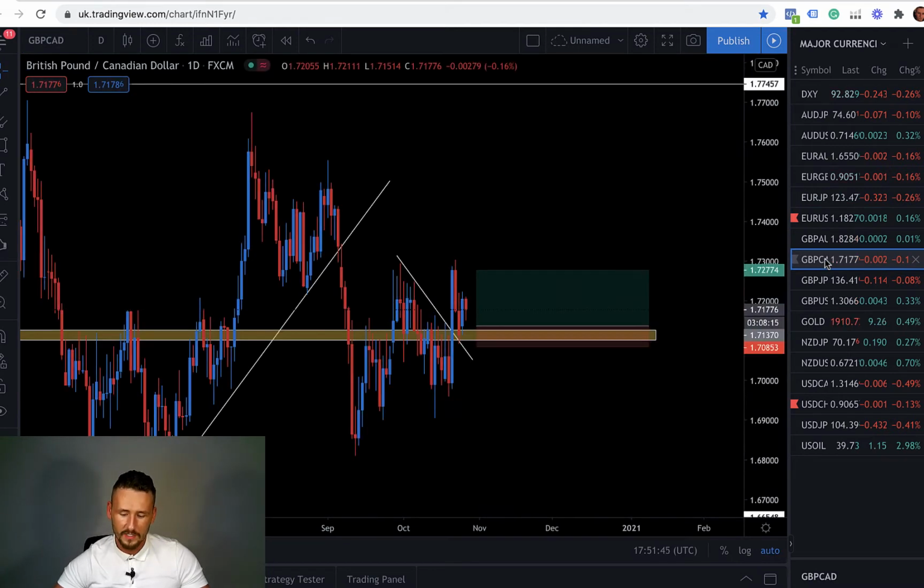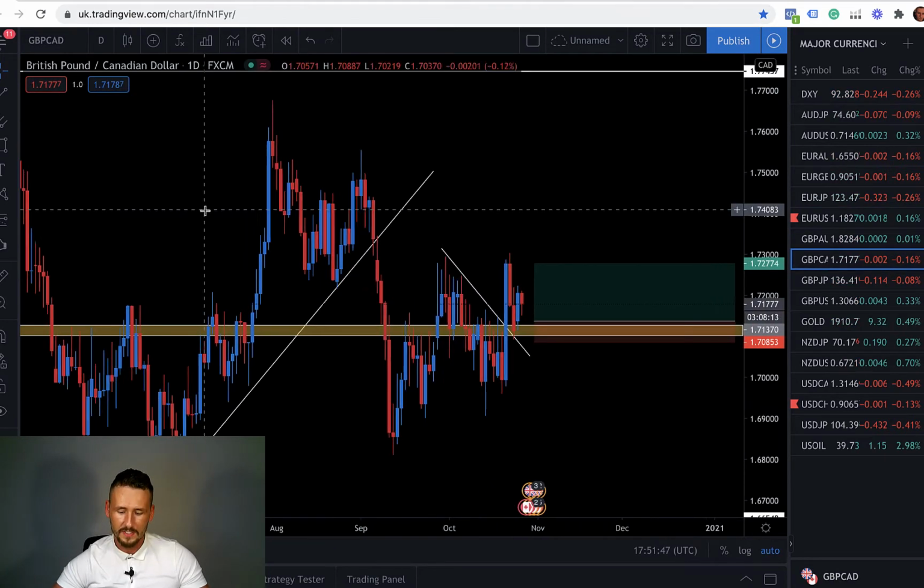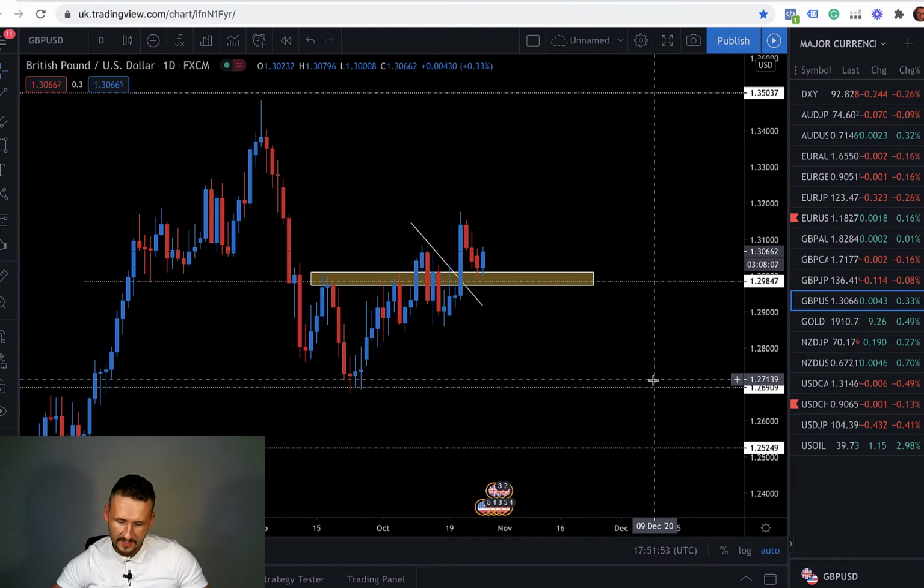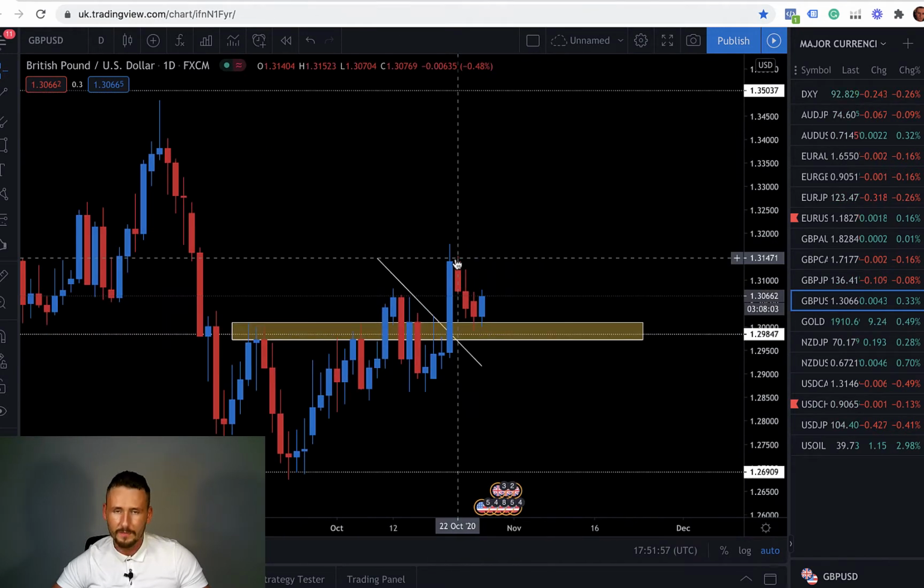We entered GBP CAD because it was a really nice setup for us at the time. GBP USD also had a similar setup. It's looking pretty good right now, but GBP CAD, that was looking a lot better for us, so we took that position and did not enter them both at the exact same time, just to protect our portfolio, because the more you protect your portfolio, the more money you're actually going to make.